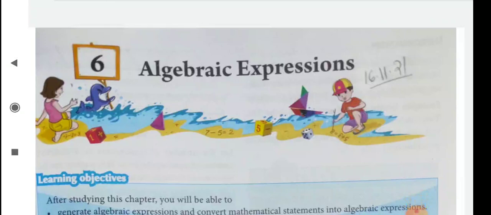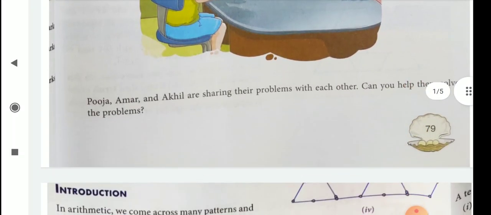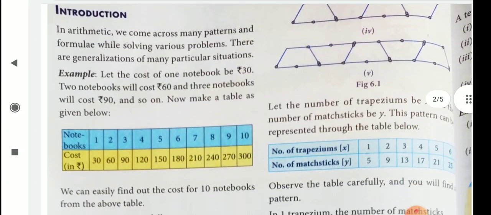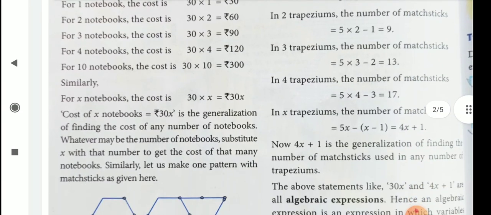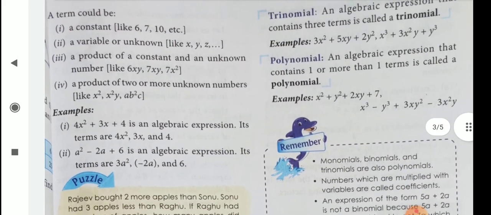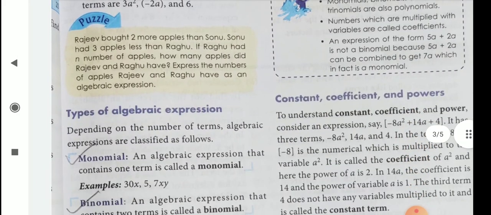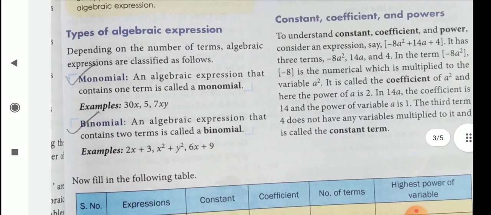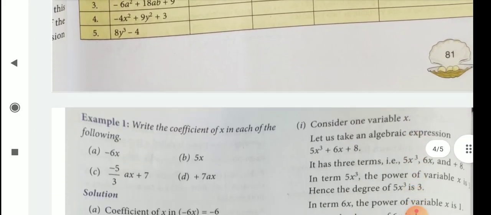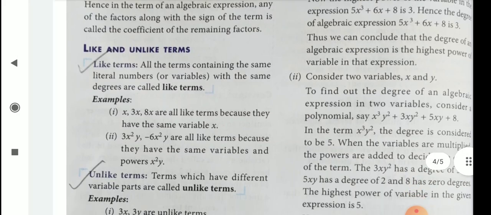Children, let's continue our chapter 6, algebraic expressions. Last class, we already discussed what an algebraic expression is and the types of algebraic expressions. Types means monomial, binomial, trinomial, polynomial. We also discussed what is constant, coefficient and powers, and like and unlike terms.